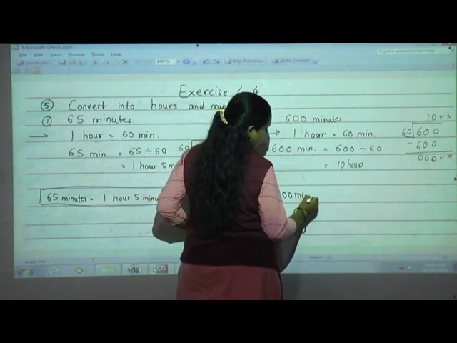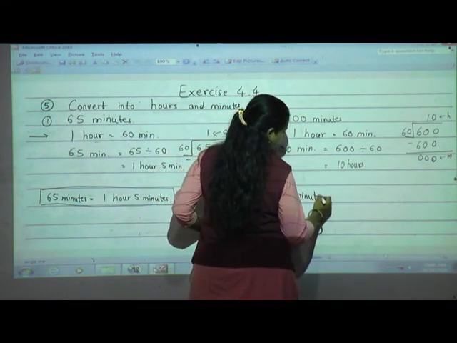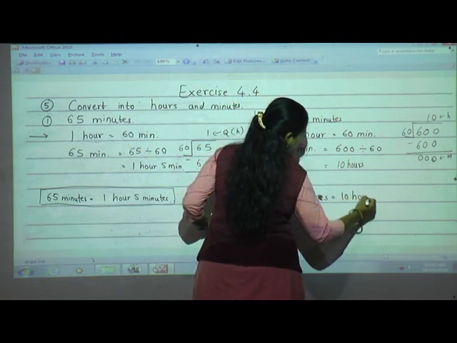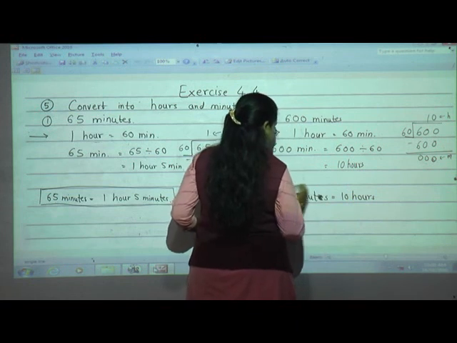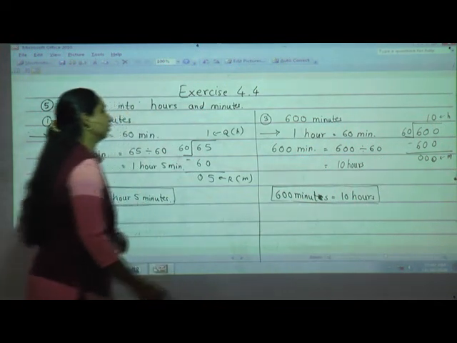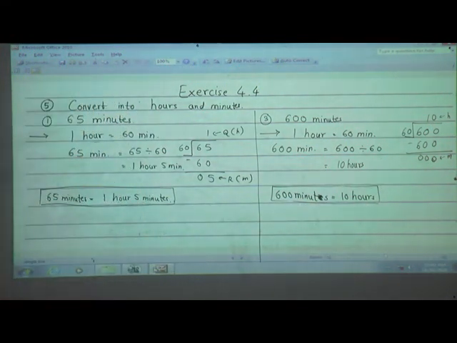600 minutes is equal to 10 hours. Do the bracket with pencil and scale. Okay. Clear? Yes, very good. Now, one last example I'll solve for you.